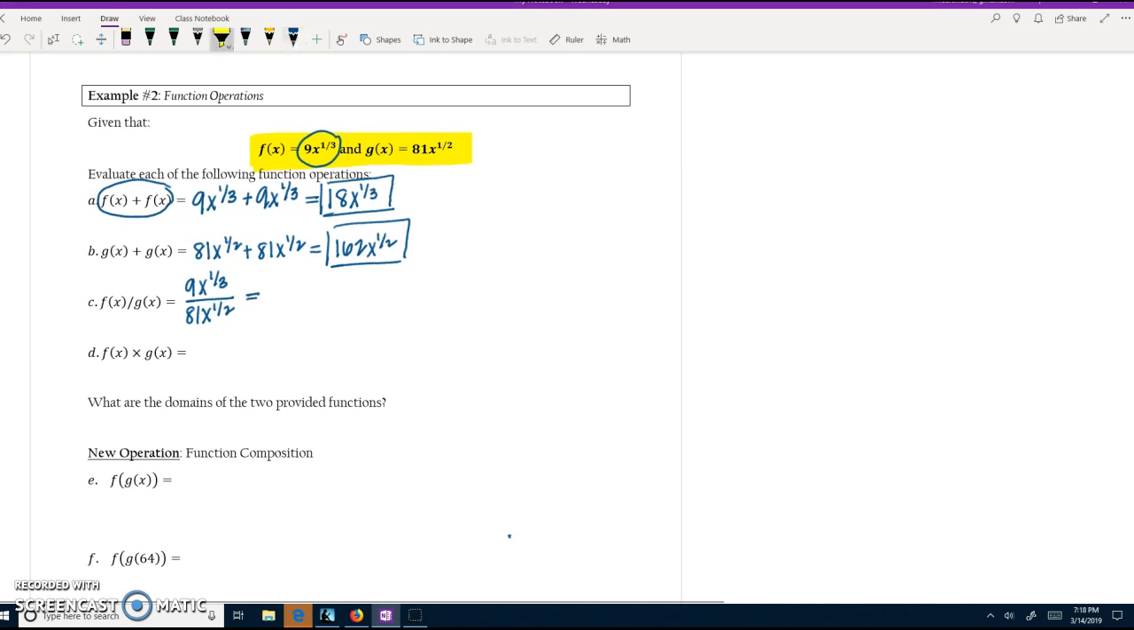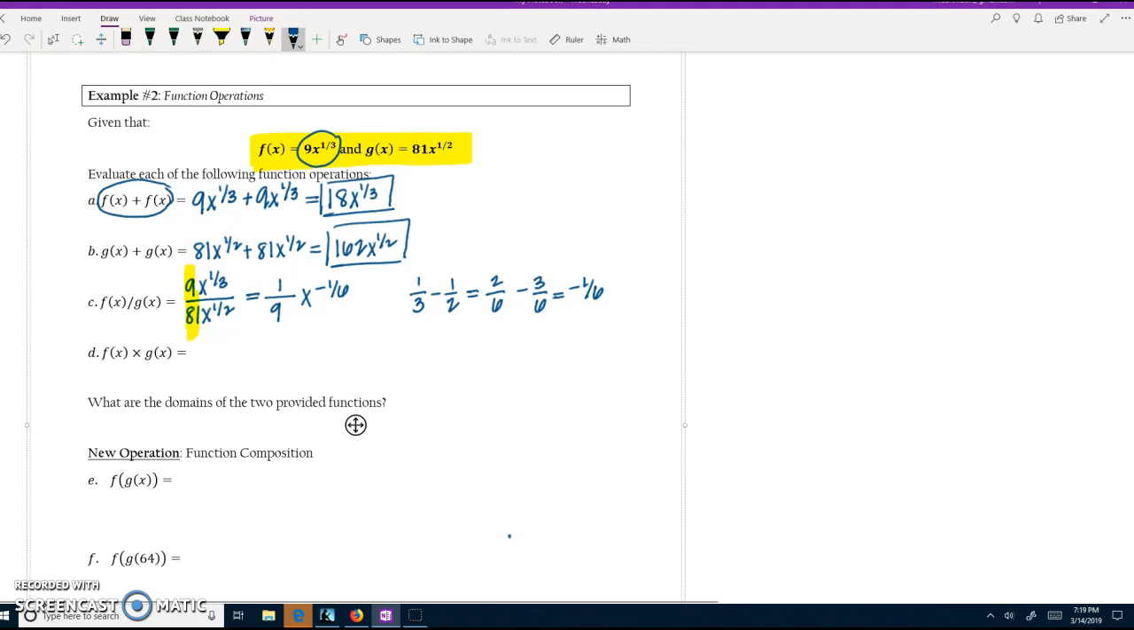So first I want to take a look at the 9 and the 81. Those two values can simplify to 1/9 because they're both divisible by 9. Then with my 1/3 and my 1/2, what I want to do is subtract. So I'll do 1/3 minus 1/2. But the issue here is that 1/3 and 1/2 don't have common denominators. So I need to change my 1/3 to 2/6 and my 1/2 to 3/6. So this will become a negative 1/6. So I'll end up with 1/9 x to the negative 1/6.